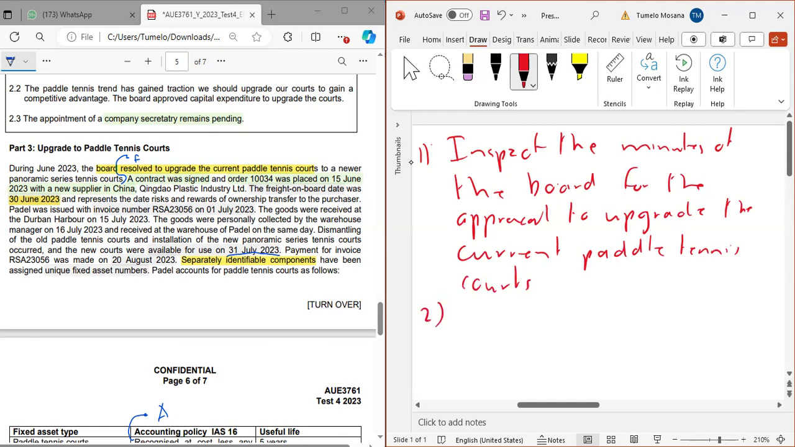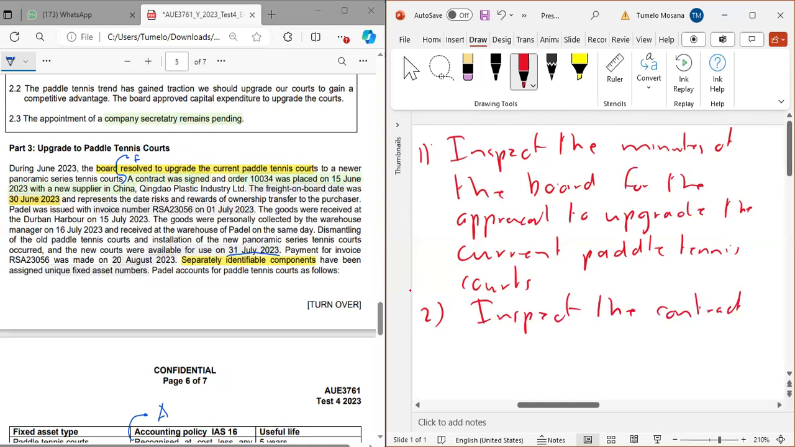You can do substantive procedures as you are reading the scenario. They are telling us that a contract was signed, and order 10034 was placed on 15 June 2023 with the new supplier. So what would you do? They're telling us that the contract was signed, so you would inspect the contract.